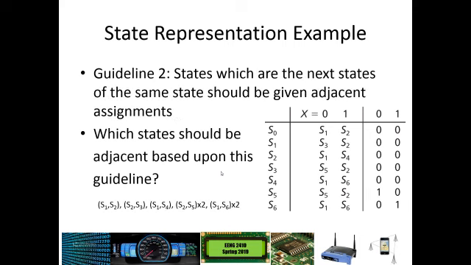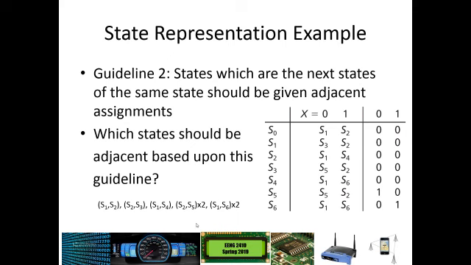Based on guideline 2, the states which are the next state of the same state should be given adjacent assignments. So what that means is if you just look across your row, S1 and S2 are next states of S0 depending upon input. So 1 and 2 should be adjacent. Likewise, if you're in S1, your next states could be S3 and S2. And so here we have S1 and S2 should be adjacent, 2 and 3 should be adjacent, 1 and 4, 2 and 5, 1 and 6, 2 and 5, and 1 and 6. Here we also see that 2 and 5 show up a couple times, and so does 1 and 6.